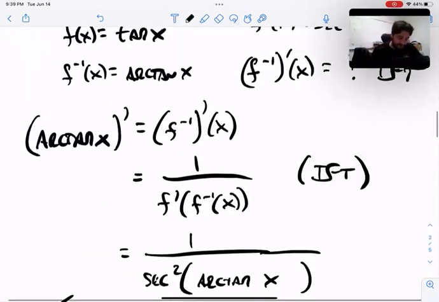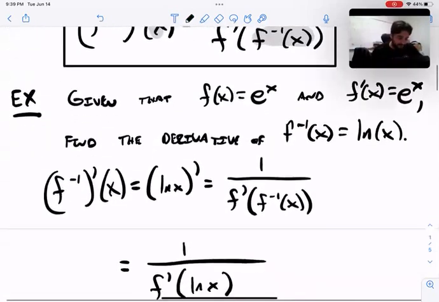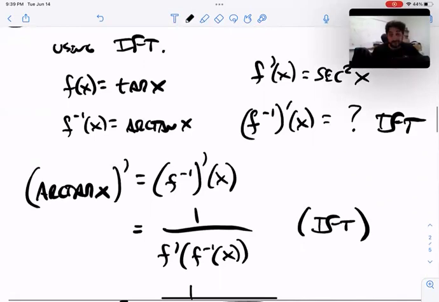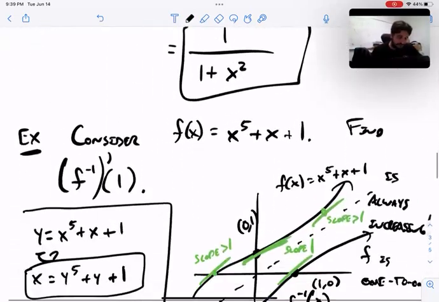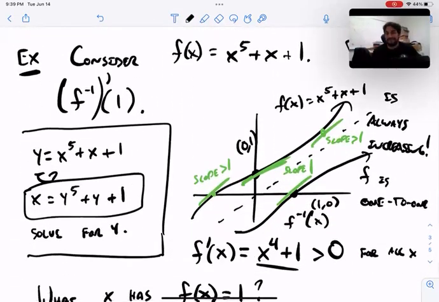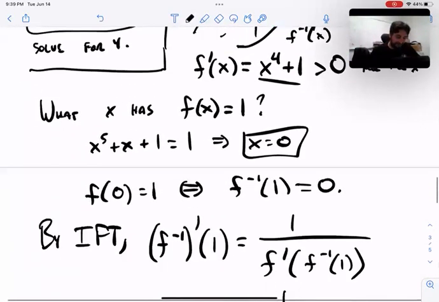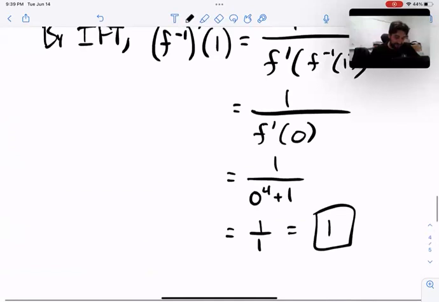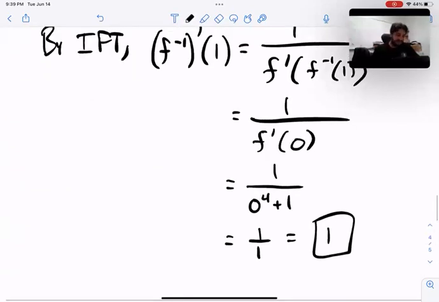So we have two famous functions where we applied IFT: the exponential function and a trig function. We also applied it to just some random ugly degree 5 polynomial. But it works just fine in all of these cases. So great, thank you. There is our inverse function theorem.